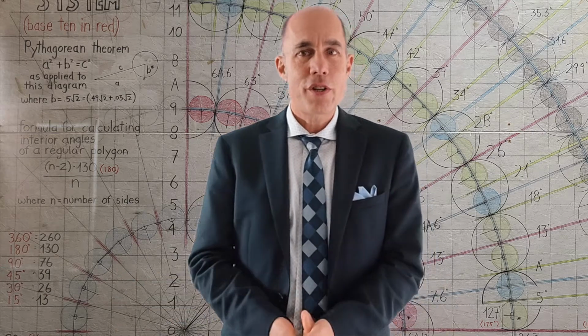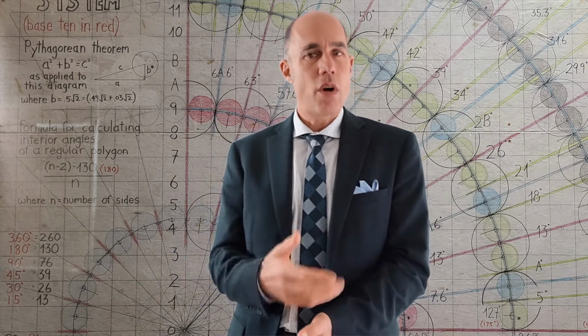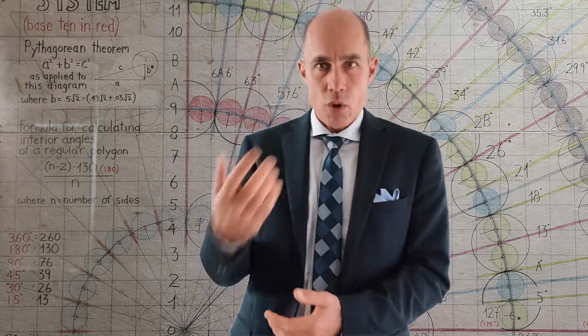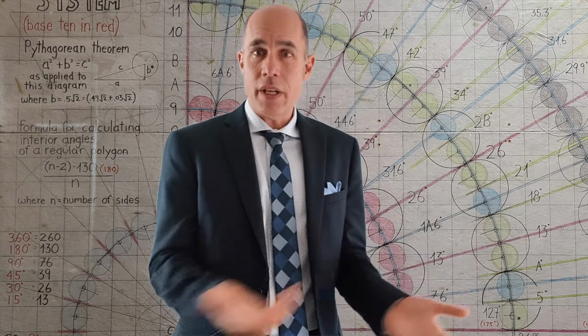All right, so we're continuing our journey towards a better understanding of the base 12 version of pi. We're now going to the third ring of the diagram. I'm going to go over the steps that we need to take for creating this ring.